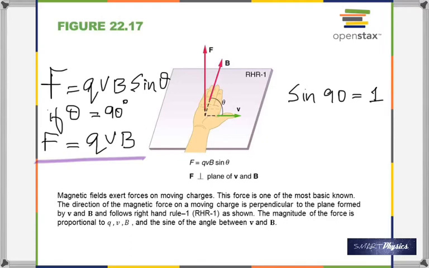MV divided by QB. So that's a formula that you have to know. It's on your formula sheet. What does that formula tell you? This formula tells you that bigger the charge, smaller the radius.